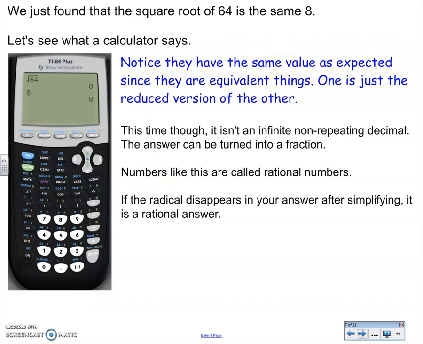All right, so we just found that the square root of 64 is the same thing as 8. That's pretty obvious. I typed in the calculator, square root of 64 gives 8. 8 equals 8. Notice they're the same value. Again, that's what we should expect because they are equivalent. One is just the reduced version of the other.